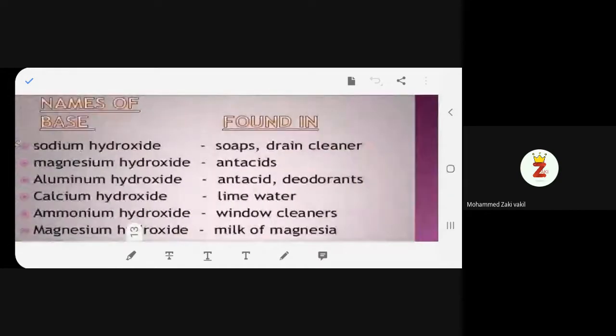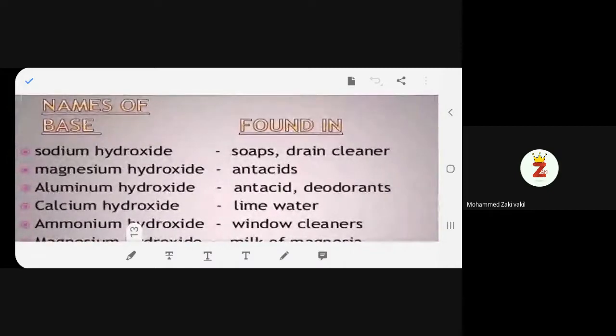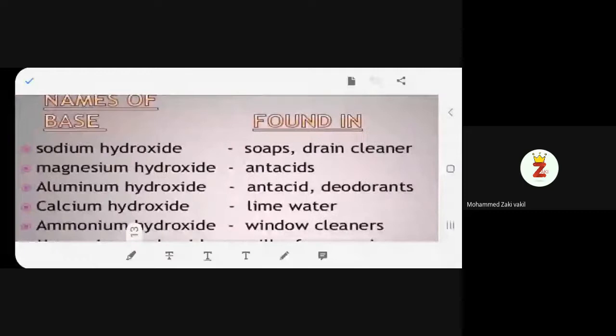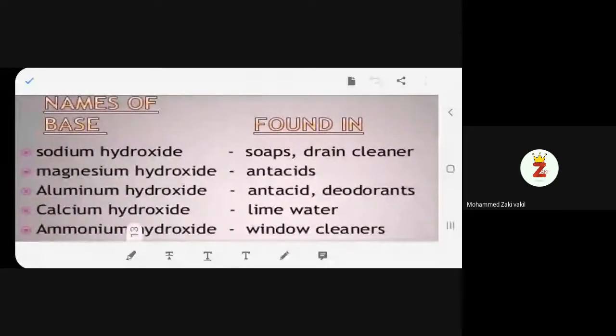We'll see the names of base, and where you find it. Names of base. Sodium hydroxide, found in soaps, cleaner. Now the soap that you're using has got sodium hydroxide. And also if your mama or your papa's drain gets clogged or choked, they put the drain cleaner at night, and in the morning, when you just put a bucket of water, it gets flushed. So sodium hydroxide you find in soaps and in drain cleaner.